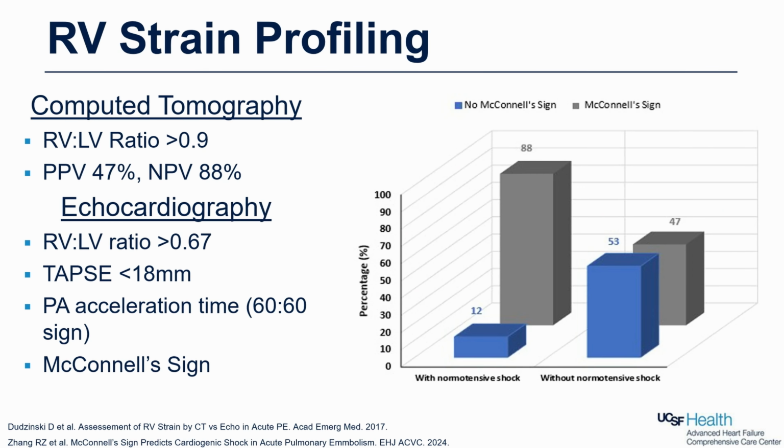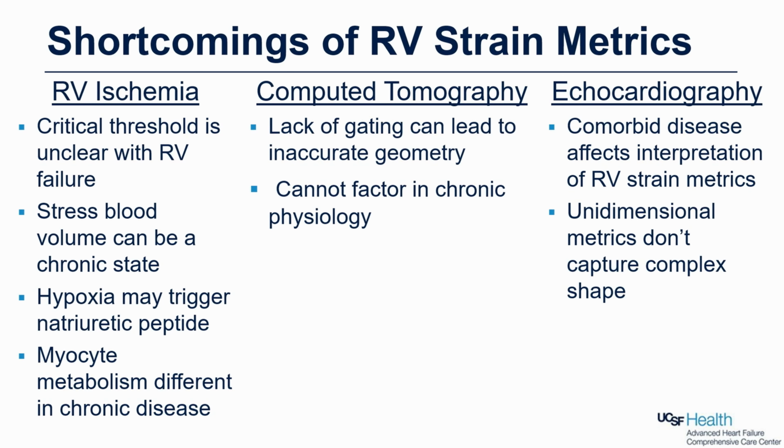When McConnell sign is present, and we have normotensive shock, it's very good at identifying low cardiac output. But when you don't have normotensive shock and your lactates are normal, it's a coin toss as to whether the absence of McConnell sign is reassuring. There are many shortcomings with RV strain metrics in terms of understanding what is critical ischemia for the RV, what level of troponin should really get your attention.